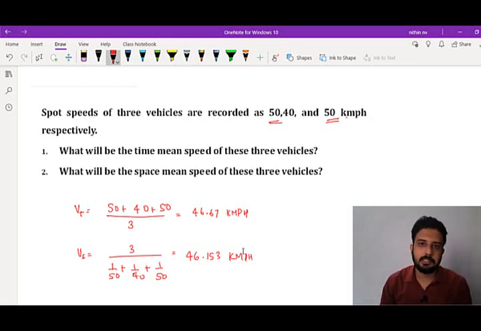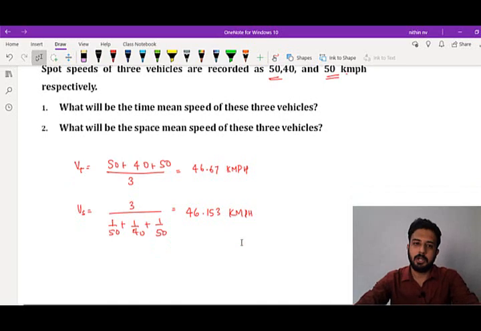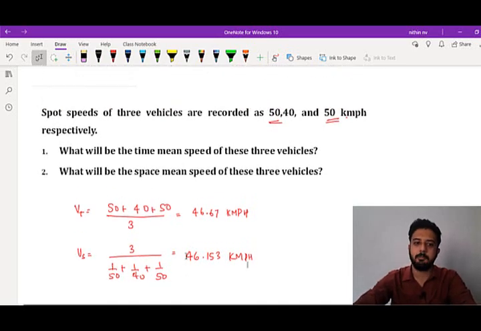Okay, then if it is in the GATE exam, you can put 1 by x. There is an option 1 by x. Then multiply with 3. So I hope you understood how to calculate the time mean speed and how to calculate the space mean speed.